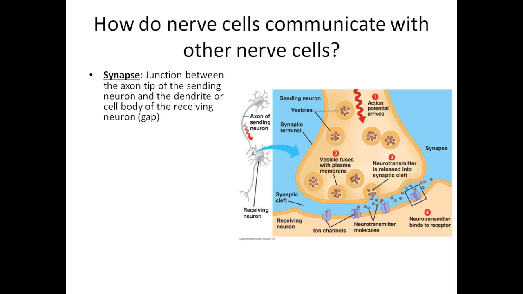So this is the beginning of how one neuron would communicate with another neuron, or how do nerve cells communicate with one another? Well, they do that by passing a neurotransmitter, which we'll get to in a moment here. But I wanted to explain what it looks like. So here we have the action potential arriving. Right here inside of the vesicles, you will see these little dots.